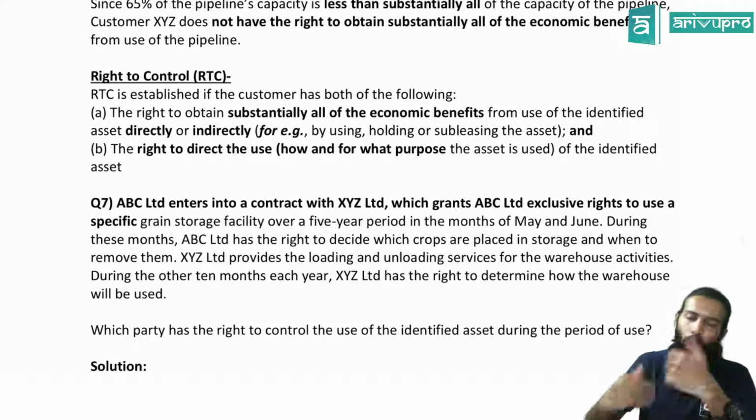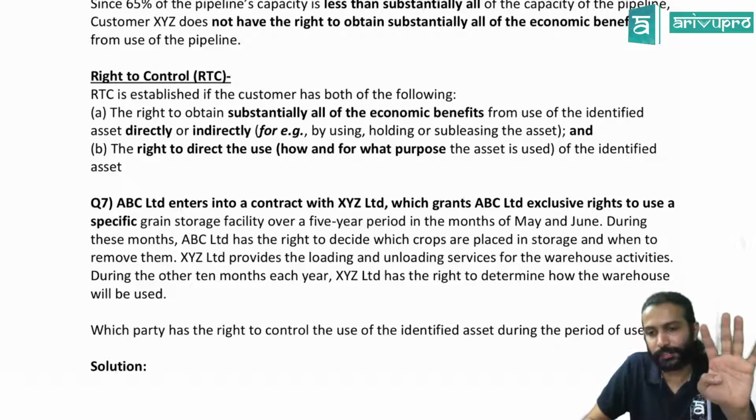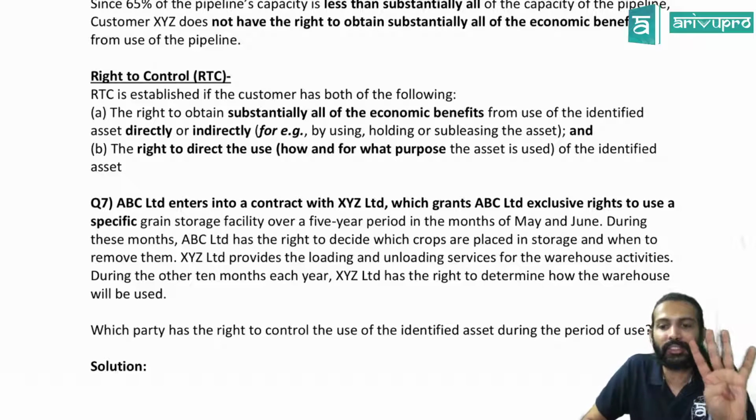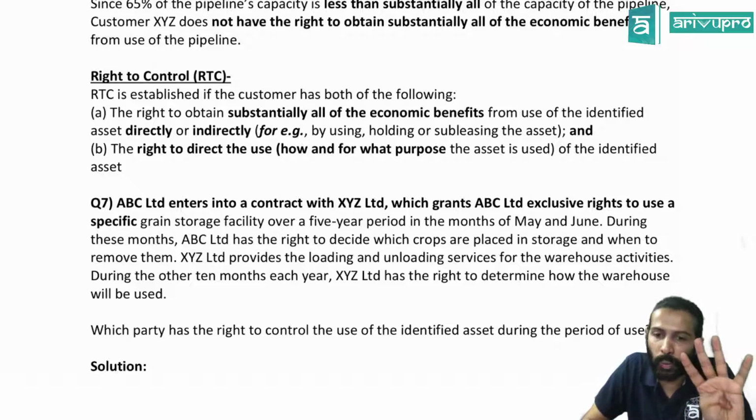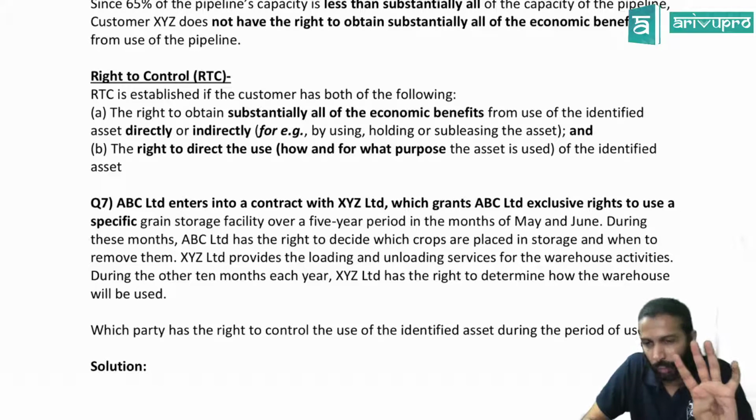In fact, what are the features of a short-term lease? Quickly. Short-term lease is a lease which has a term of less than or equal to 12 months. Okay, 1. 2.